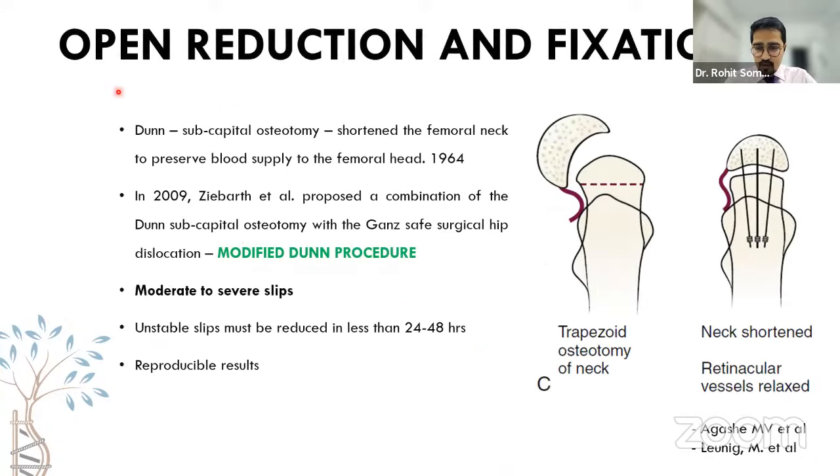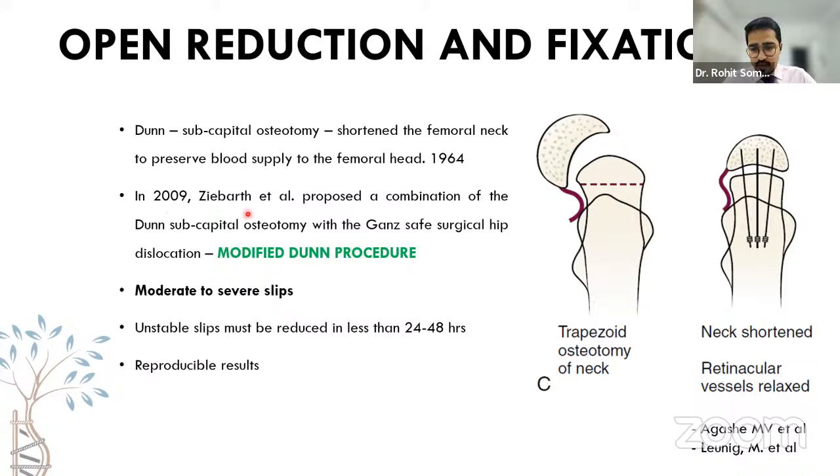Then came the open reduction and internal fixation. It was initially Dunn who described the subcapital osteotomy, shortening the femoral neck in order to preserve the blood supply to the femoral head in 1964. As we can see, the retinacular vessels on the posterior aspect tend to get stretched when we are trying to reduce. So this part of the neck was osteotomized and reduced and fixed. But people found it difficult to reproduce the results that Dunn had.